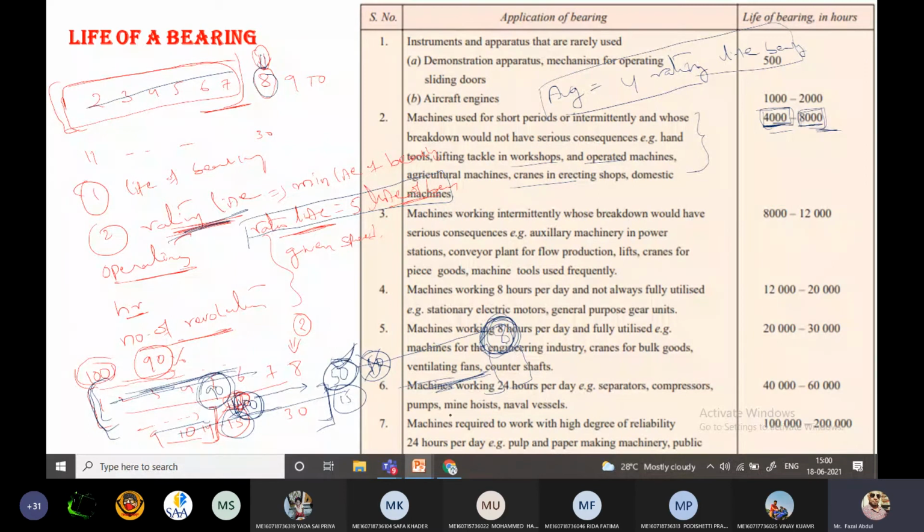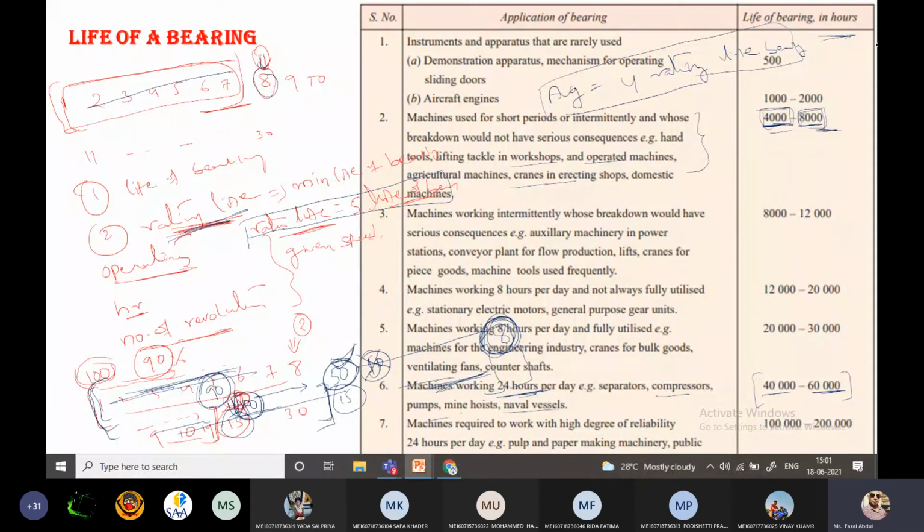So see here another one, machinery working for 24 hours per day, for example separators, compressors, pumps, main hoist, and naval vessels. In these situations, the life of the bearing is 40,000 to 60,000. The interval is given. So in this interval you can select 40,000, or the middle of this value, or 60,000. So based on the statement we select the bearing life here.